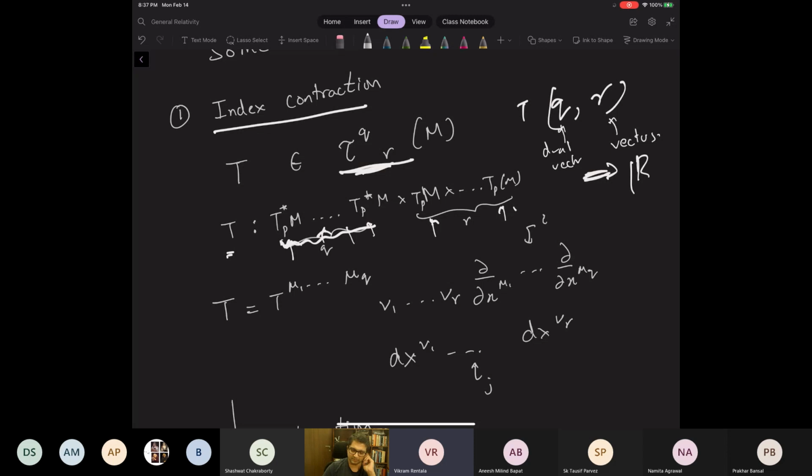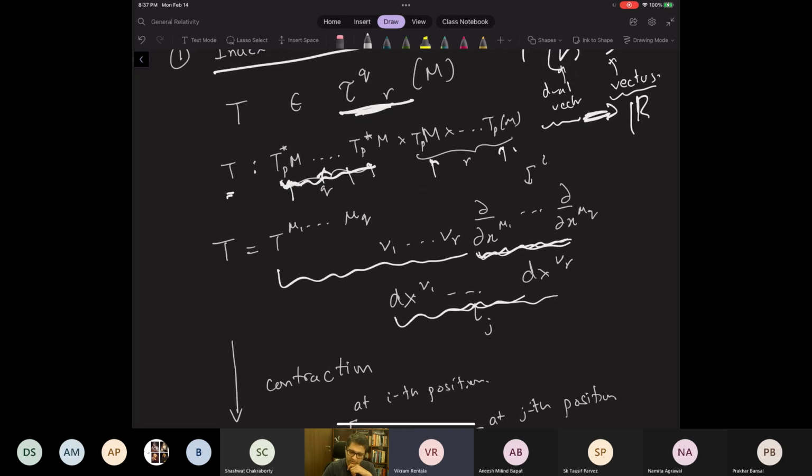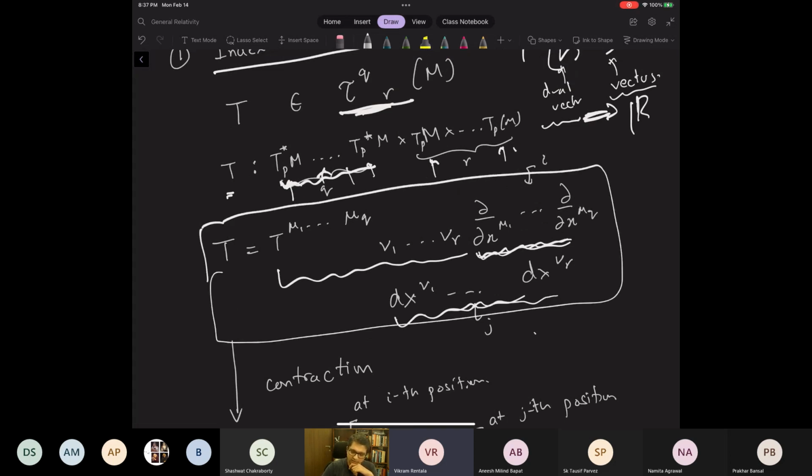In some specific basis, we can write the tensor with these coefficients, mu_1 through mu_q, nu_1 through nu_r. It is basically Q basis vectors and R dual vectors. Q vectors will take in Q dual vectors, R dual vectors will take in R vectors, and the net result will be a number. Now we'll define an operation on such a tensor, which will take the tensor of type (Q, R) and reduce it to type (Q-1, R-1).